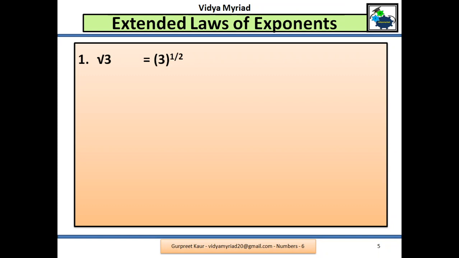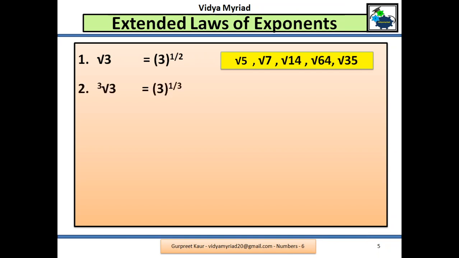Now if you have a number in roots, how will I convert it into exponents? For example, if you have root 3, I will remove the root. It means it will become 3 raised to power 1 by 2. Like if you have further questions, like I have written so many, root 5 will be written as 5 raised to power 1 by 2. Root 7 is there, so 7 raised to power 1 by 2. Like this you will write all, remove the roots and write in fraction.